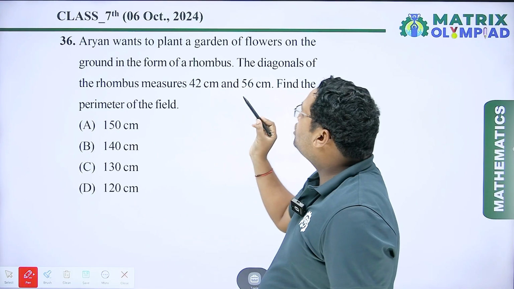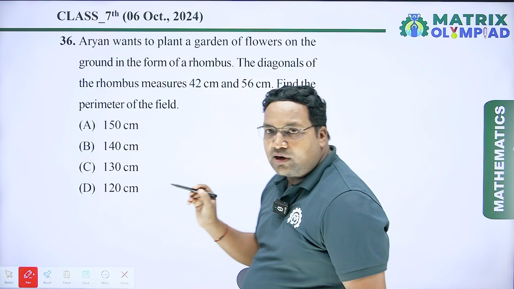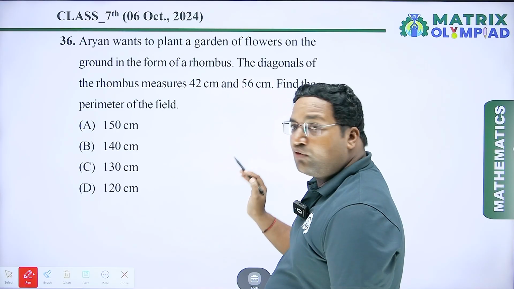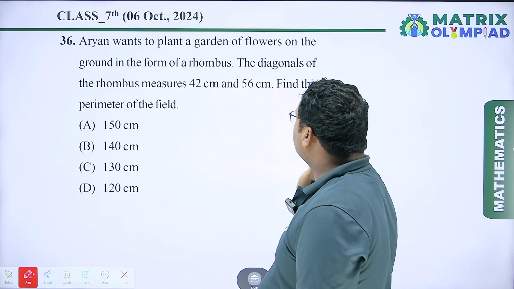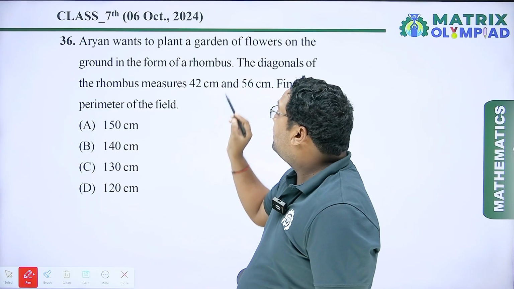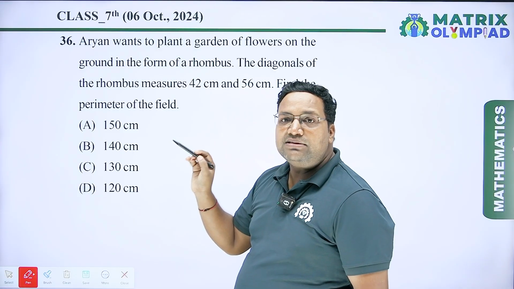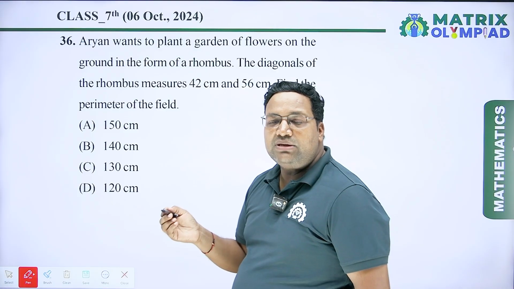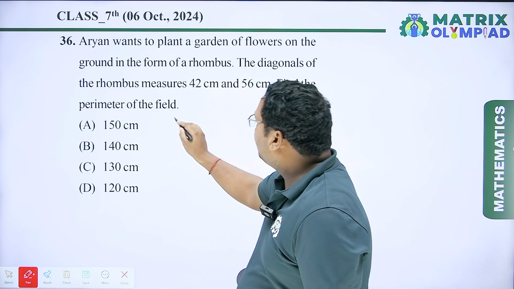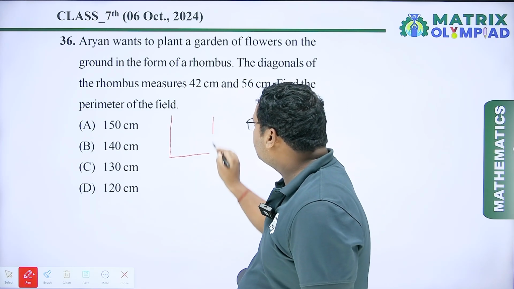Next, Aryan wants to plant a garden of flowers on the ground in the form of a rhombus. The diagonals of the rhombus measure 42 centimeter and 56 centimeter. Find the perimeter of the field. So here the figure is given, that is a rhombus, and we know the rhombus is that type of quadrilateral which has all the sides equal and the diagonals are bisectors.